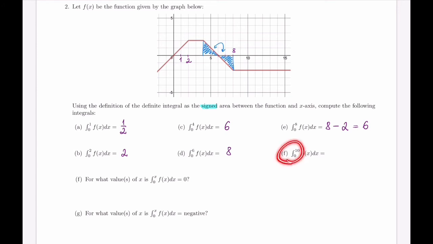Similar logic can be applied to the integral between 0 and 10. I will leave the calculations there to you. You should end up getting, I believe, 2.